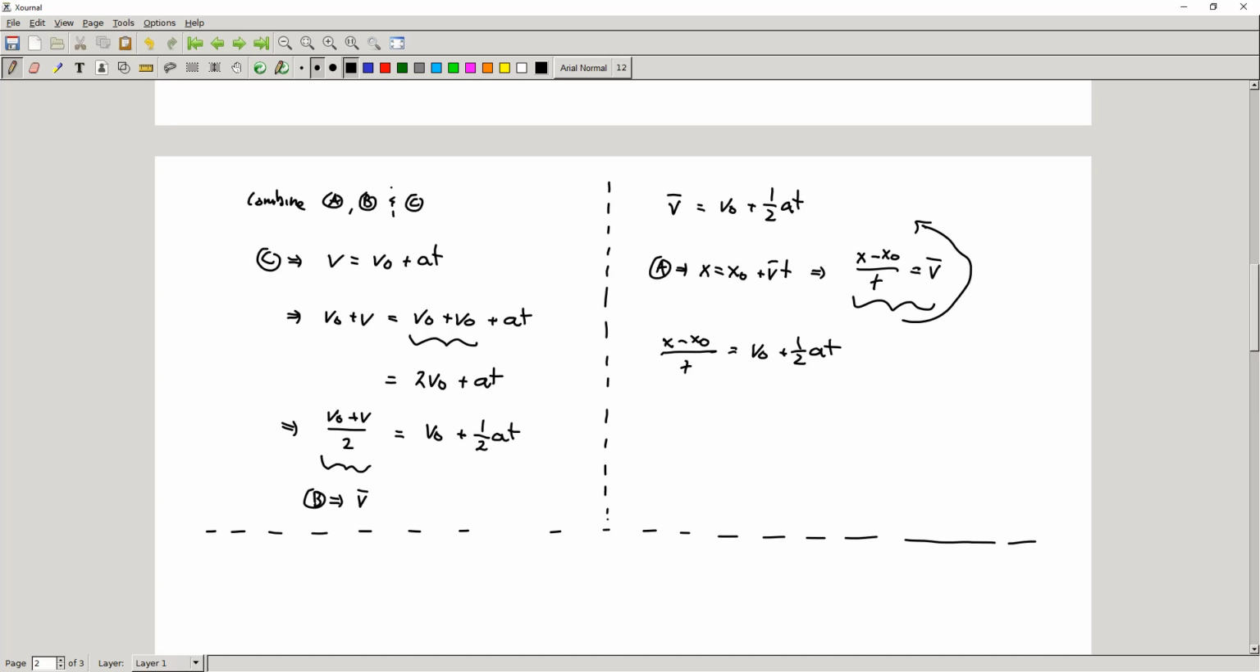The way we're going to do that is we're going to multiply through by T. So we're going to end up with X minus X naught equals V naught T plus 1/2 AT squared, because we've multiplied through by T. And then if we slide the X naught to the other side, we're going to end up with X equals X naught plus V naught T plus 1/2 AT squared. Okay, and this is going to be our fourth equation. I'll call this one D. And we have one more equation to go.